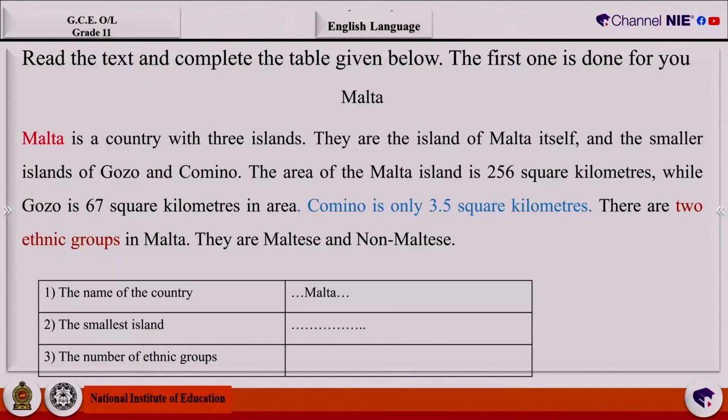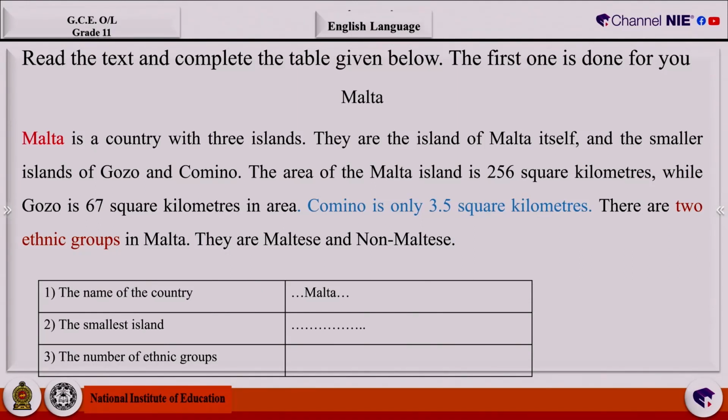Read the text and complete the table given below. The first one is done for you. What are we going to do in this paragraph? We can see the paragraph is given here, and below that there is a table with blanks. So now we know we are going to take some points, some keywords, some information from this paragraph, and we are going to complete the table with those points.